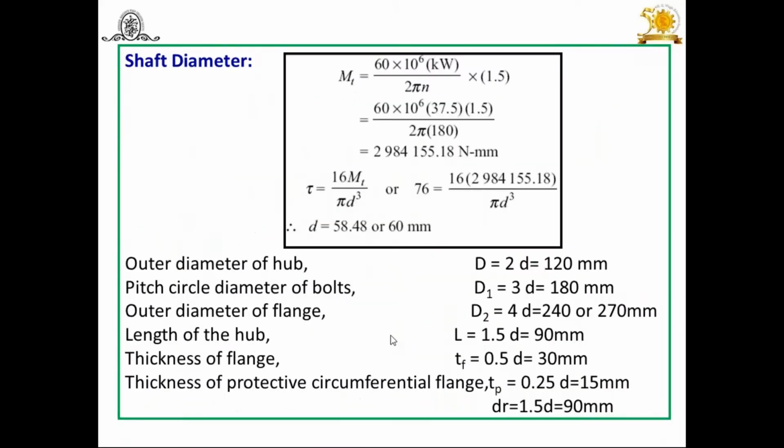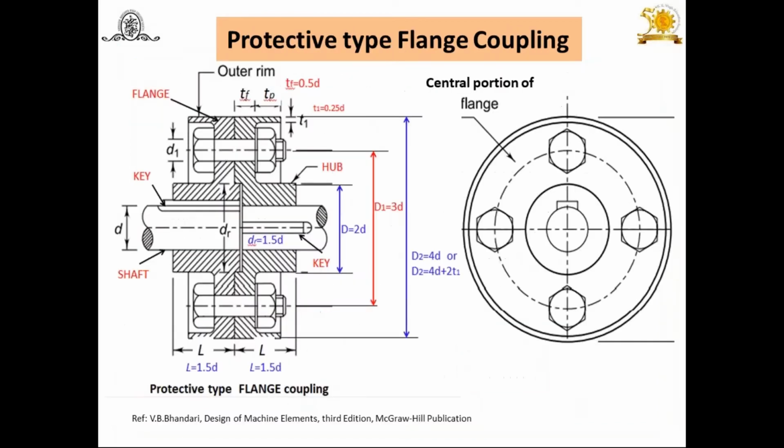Try to understand. Once you get all these dimensions, you can construct the diagram, the final solution. You can construct the sectional front view, side view, or top view. It's a cylindrical, symmetric one, so I construct any two views, that is sectional front view and side view. You can substitute: TF is 0.5 times the diameter, TP 0.25 times the diameter, T1 0.2 times the diameter, all using the diameter of the shaft, 60. dr is equal to 1.5, length of hub, and construct this diagram properly.